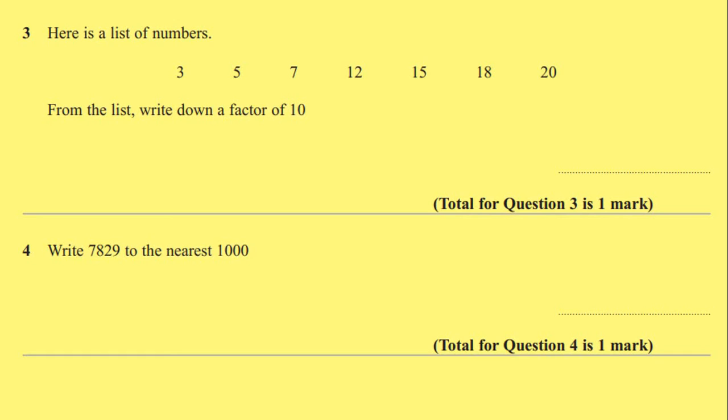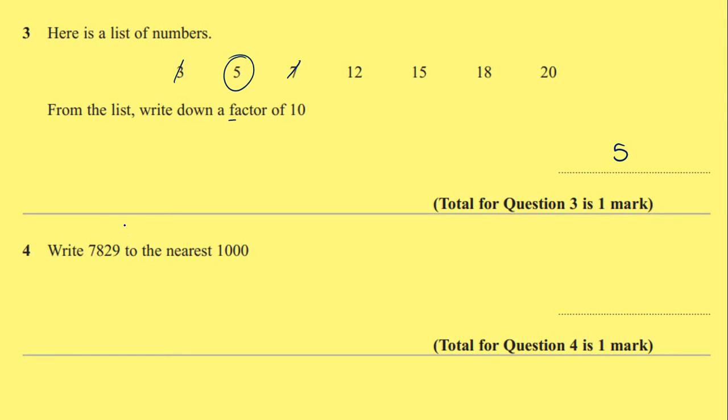Next, from the list, write down a factor of 10. Now, factors of numbers are fewer than the original number. F is for factors, F is for fewer, so it's got to be smaller than 10. M is for multiples, M is for more, so often it'll be more than. So 20 is a trick, because that's actually a multiple of 10. A factor of 10, well, does 3 go into it? No. Does 7 go into it? No, but 5 does. 5 is a factor of 10.